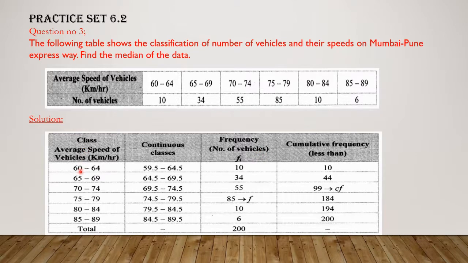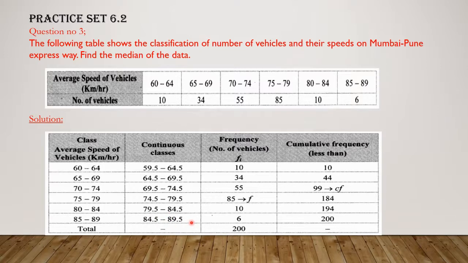In the second column, to change the classes into continuous classes, take the lower limit minus 0.5 and the upper limit plus 0.5. Therefore, the first class becomes 59.5 to 64.5. The second, 64.5 to 69.5. The third, 69.5 to 74.5. Then 74.5 to 79.5, 79.5 to 84.5, 84.5 to 89.5.